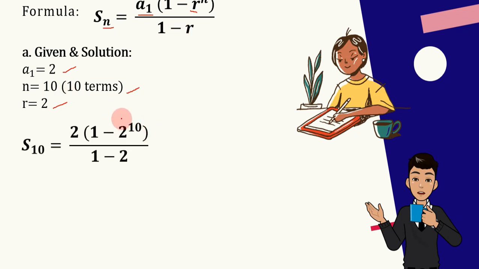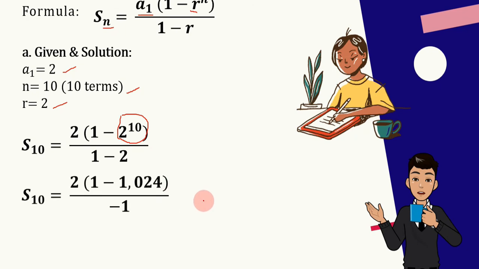Medyo mauuna tayo sa 2 raised to 10 kasi ang 2 raised to 10 na yan ay medyo malaking number. At yun po yung inuuna natin. PEMDAS tayo. So, exponential and parenthesis. Kailangan po isolve po natin yan. So, 2 raised to 10. Our answer for that is 1,024. At yung 1,024 na yon, yun ang isusubtract natin sa 1.